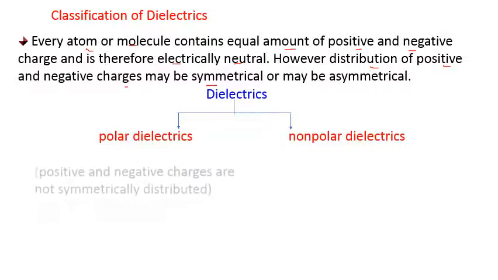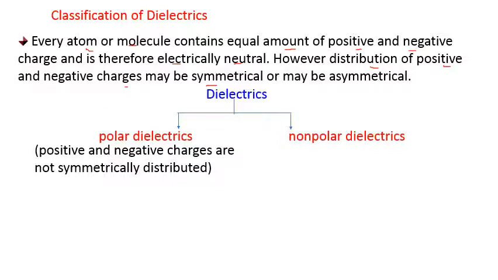Now see here, in polar dielectrics, what is happening? Poles are separated, that is positive and negative charges are not symmetrically distributed. Now from this figure you can say that the negative charges are shifted to this side while positive charges are shifted to this side, means you can see asymmetry here.